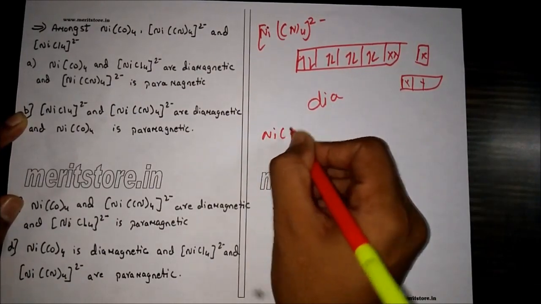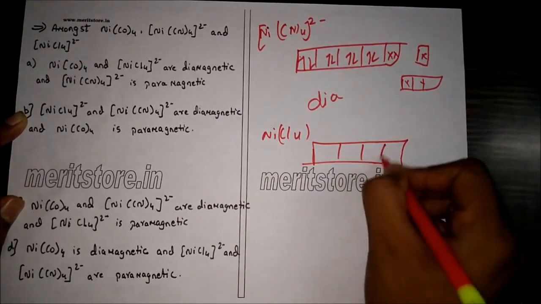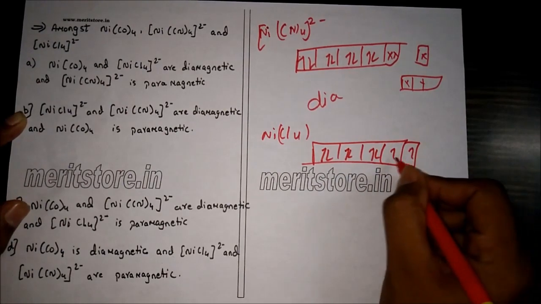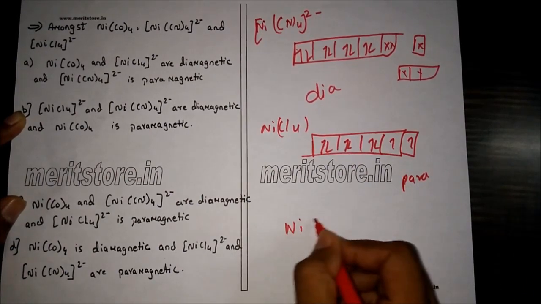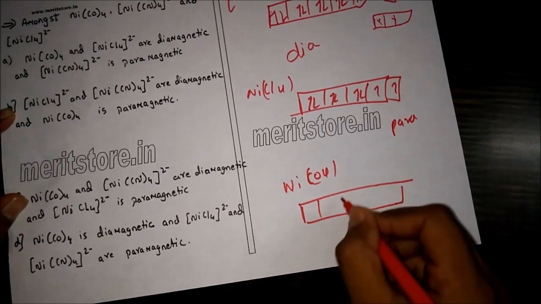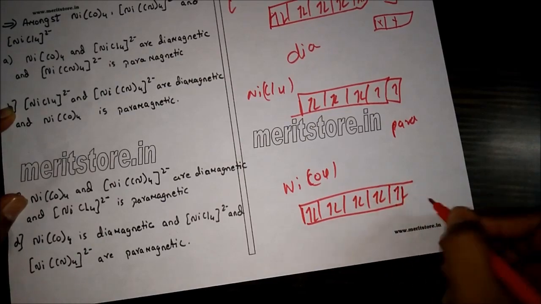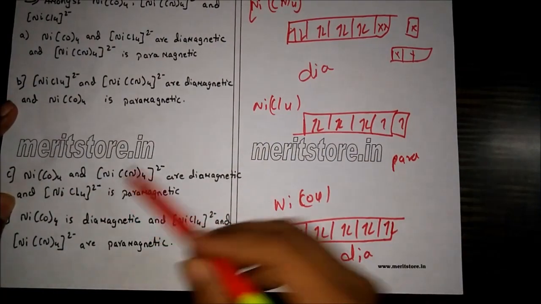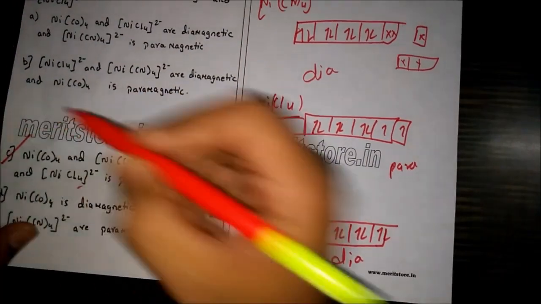Now, [NiCl4]2- has 2 unpaired electrons. Therefore, this shows paramagnetism. And [Ni(CO)4] does not have any unpaired electrons. All the electrons are paired in their d orbital. Therefore, this shows diamagnetism. Therefore, the correct answer is option C. [Ni(CO)4] and [Ni(CN)4]2- are diamagnetic and [NiCl4]2- is paramagnetic, which is option C.